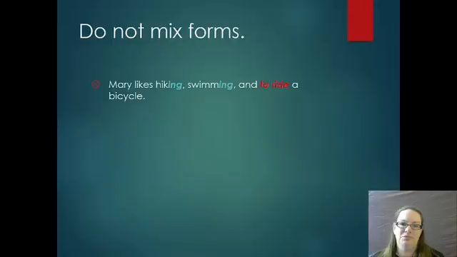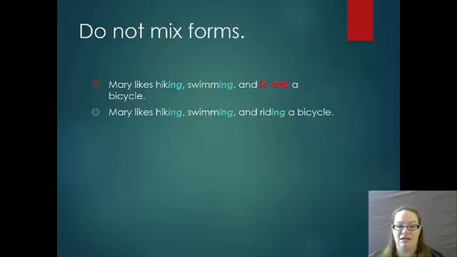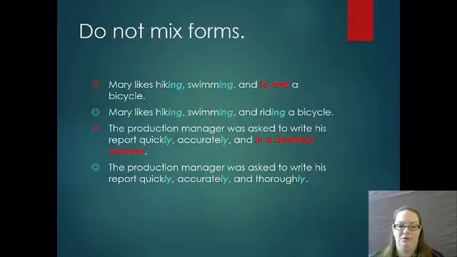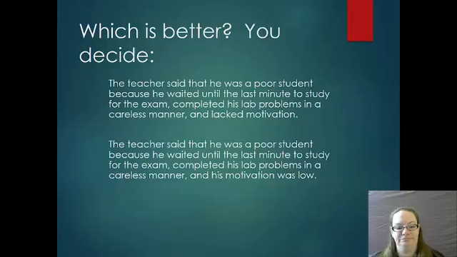The rule is that we're not supposed to mix forms. So we would not like a sentence like Mary likes hiking, swimming, and to ride a bicycle, because they're not the same. Mary likes hiking, swimming, and riding a bicycle. Here we have parallel structure. The production manager was asked to write his report quickly, accurately, and in a detailed manner. Again, not parallel. Quickly, accurately, and thoroughly.